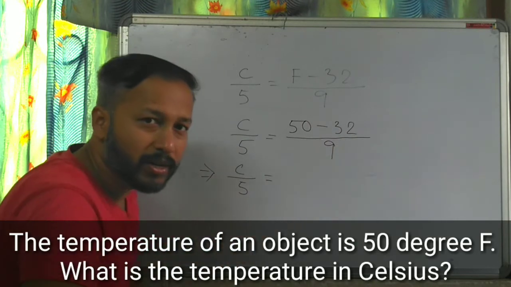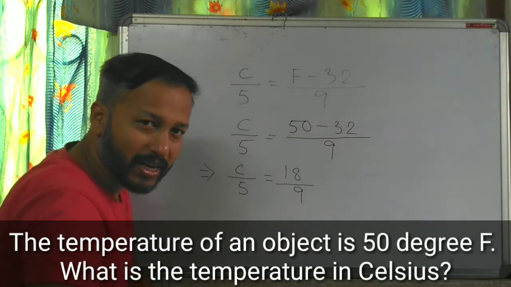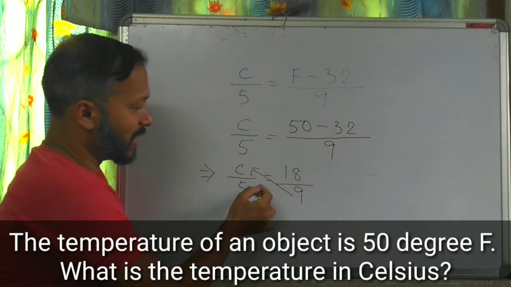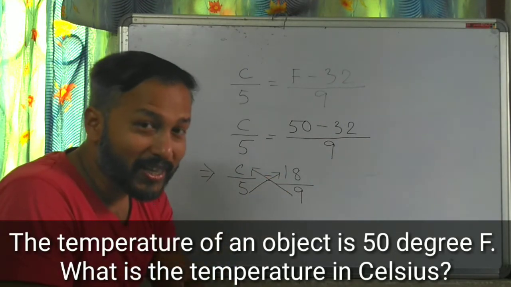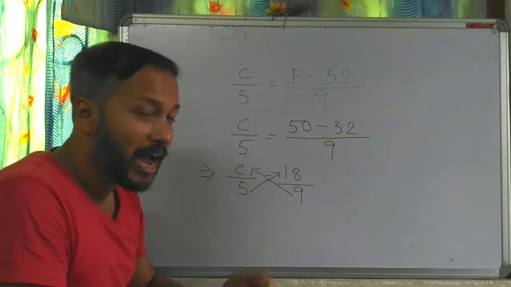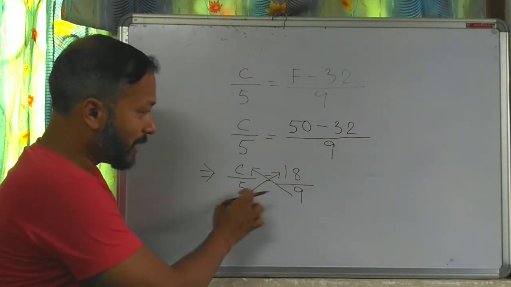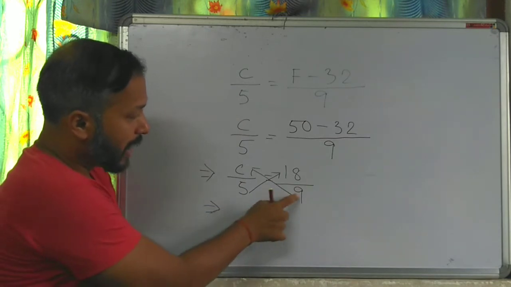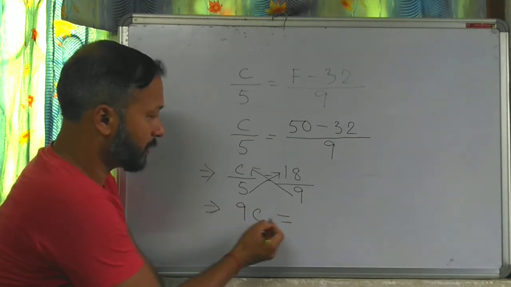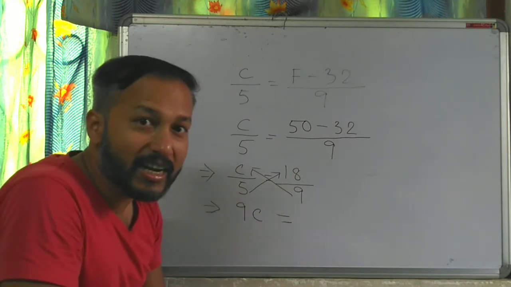50 minus 32, 18. 18 by 9. Okay. Now again cross multiplication. I told you this and this. And as I told you, in the paper, when you are solving this sum, you will not give this arrow sign. I am making this arrow just to make you understand. Correct? So multiply them. 9 into C, 9C. 5 into 18 is 90.